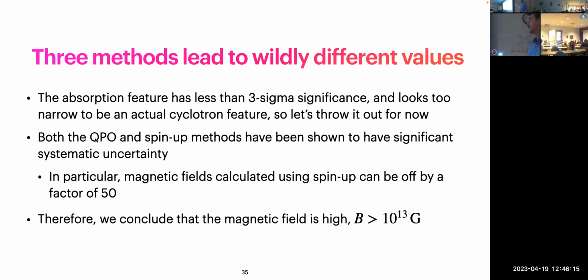So, what was I saying? Throw away the cyclotron line. The other two don't quite add up, but essentially, if we invoke systematic differences that have been seen in spin up rates in other systems, then we can get them to agree that the magnetic field is probably high, above 10 to the 13 Gauss, which is really high for these sources and puts it in the range of a magnetar-like neutron star.